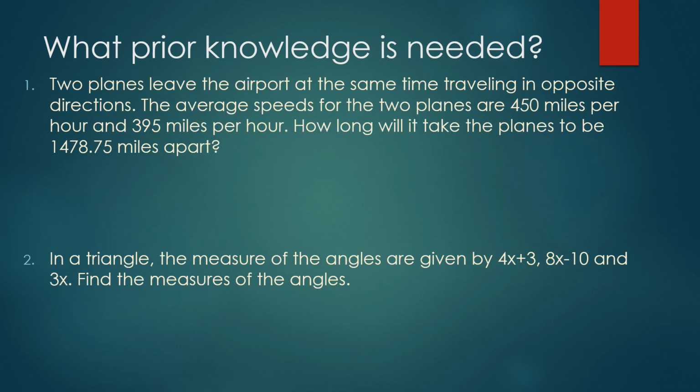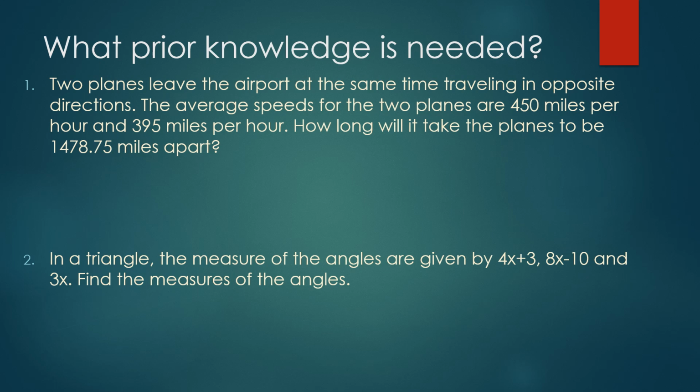Two planes leave the airport at the same time traveling in opposite directions. The average speeds for the two planes are 450 miles per hour and 395 miles per hour. How long will it take the planes to be 1,478.75 miles apart? Here there's a lot of information, but there really isn't a clear idea of how these are connected. Here's your prior knowledge.